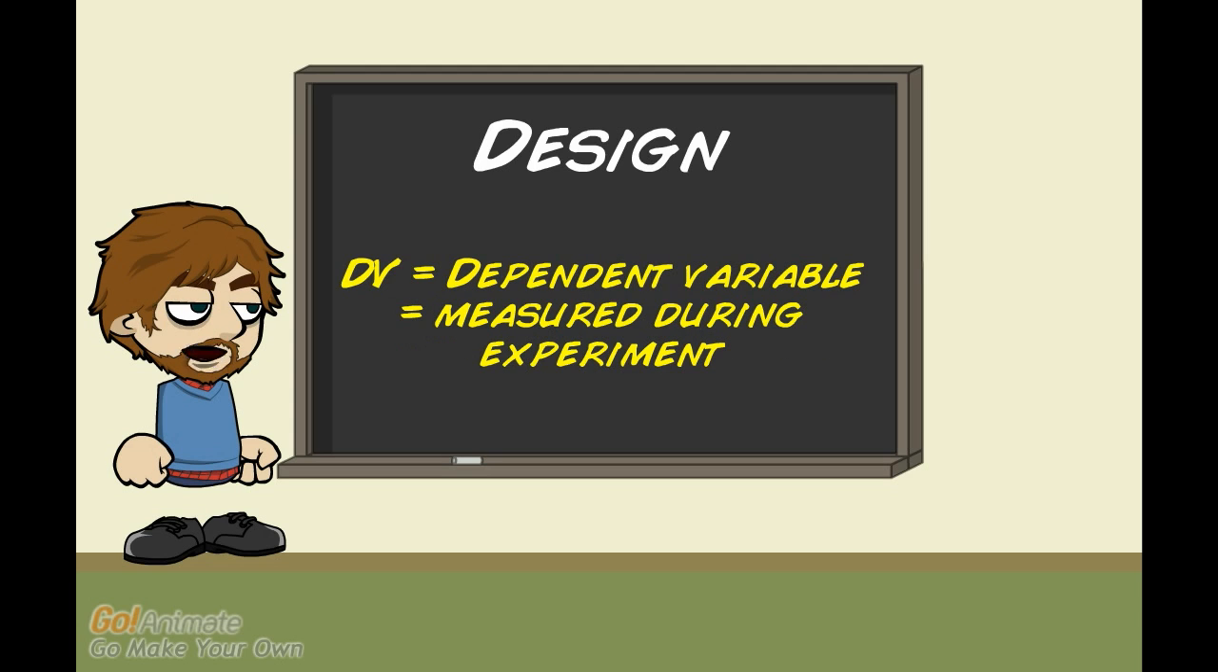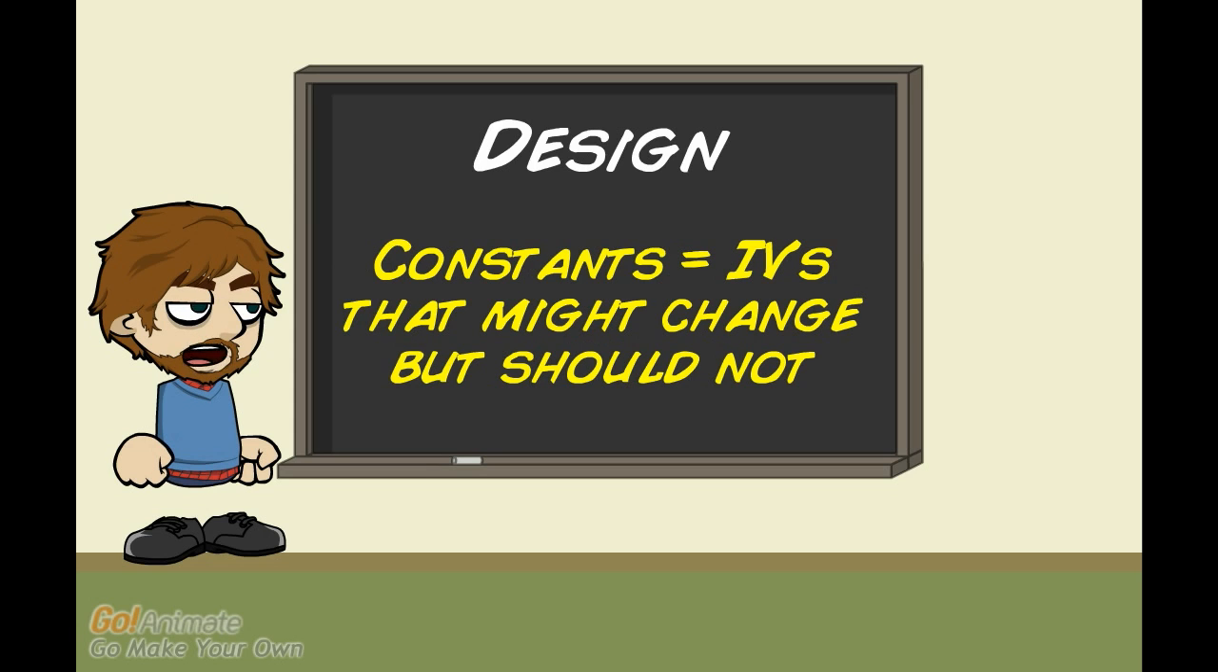The second list is possible dependent variables. These are things that might change because of what I did. I measure these changes during the experiment. Once I choose an independent variable, all other possible IVs should be kept constant.